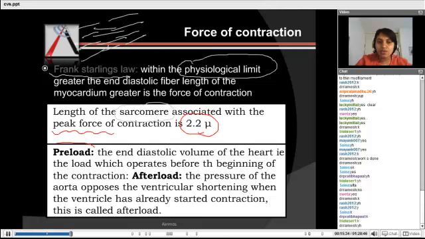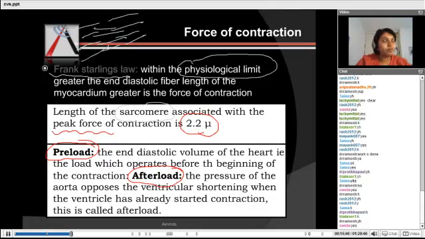Now there are two more terms for you to understand. These two terms are important for MCQs. One is the preload and second is the afterload. When we say preload, it is the load that is operating before the contraction. Before the contraction starts, what is the load on the heart? It's the blood that is filled in the ventricles. When the ventricle contracts, they will have this load of the blood already there on them before it starts contracting, isn't it? So that is called a preload, right?